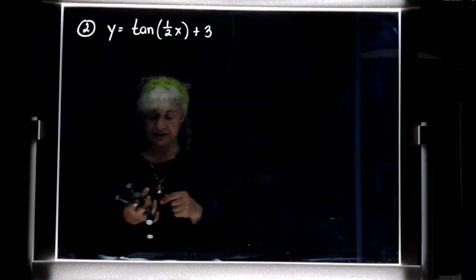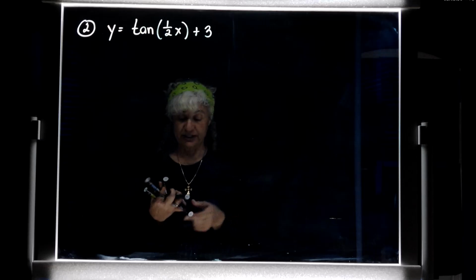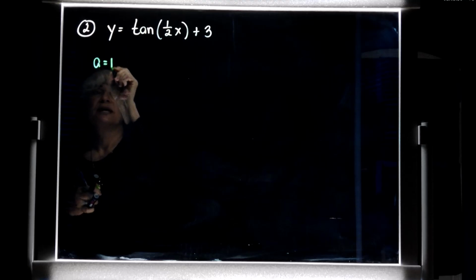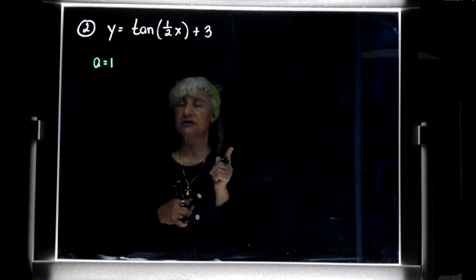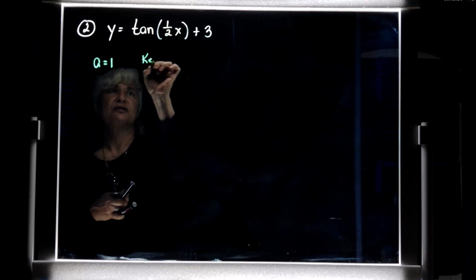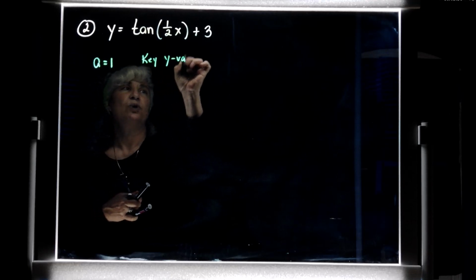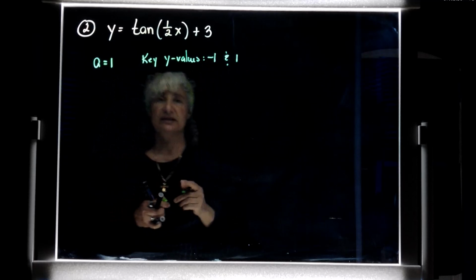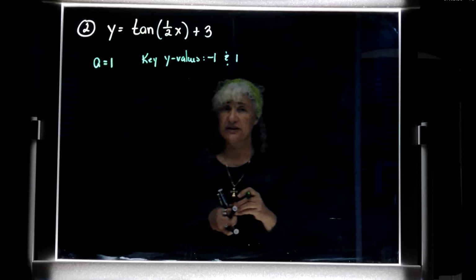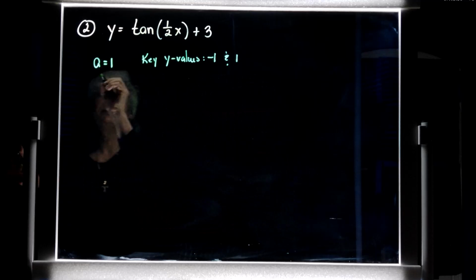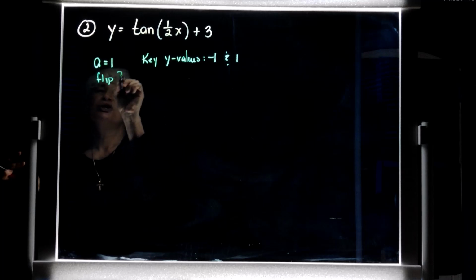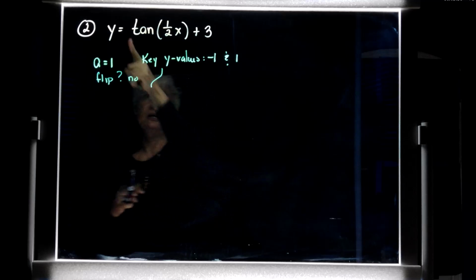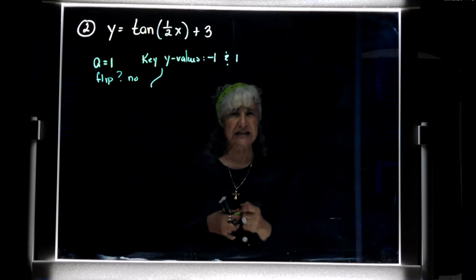Tell me the first characteristic you identified. Good, you identified the amplitude. So what was that? 1. And what does that tell you for tangent? It tells you key y values. Got it. And what are my key y values in this case? -1 and +1. Excellent. Then what's the next characteristic you identified? Does it flip? Is it going to flip? Good, it's not. So this should be the graph we get. There's a positive in front, no flipping.